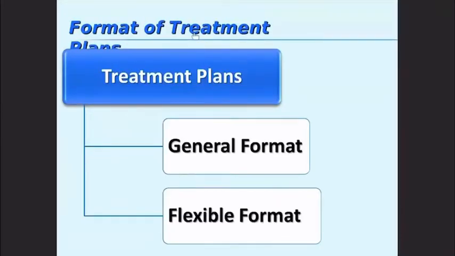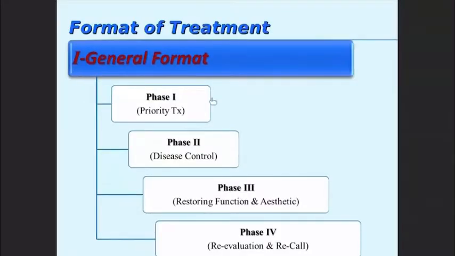Okay, now let us look at the formats of treatment plan. Basically, there are two formats in the treatment plans. One is the general format. The second one is the flexible format. In the general format, we basically have four phases. Phase 1, priority treatment. Phase 2, disease control. Phase 3, restoring function and aesthetics. And phase 4, reevaluation and recall. So these are the four phases of the treatment plan in the general format: phase 1, phase 2, phase 3, and phase 4.